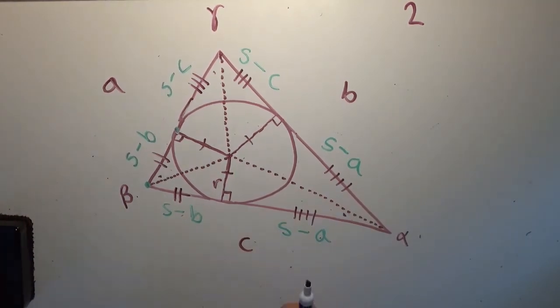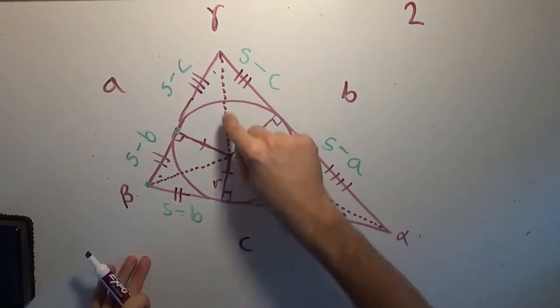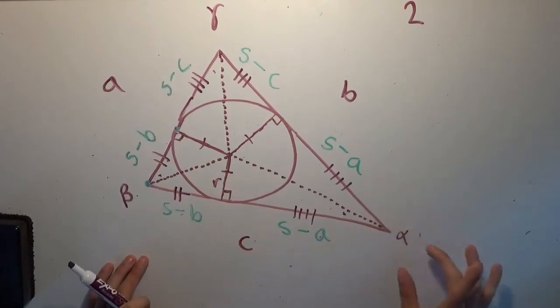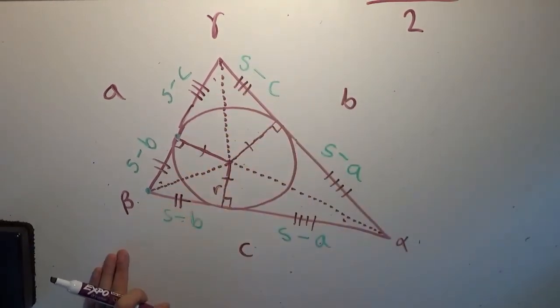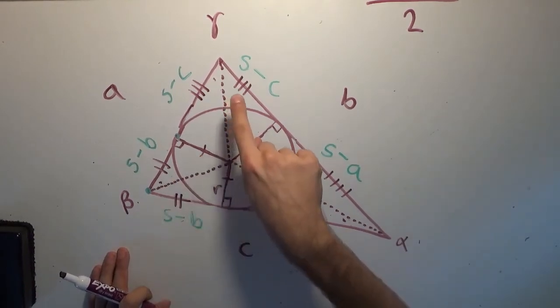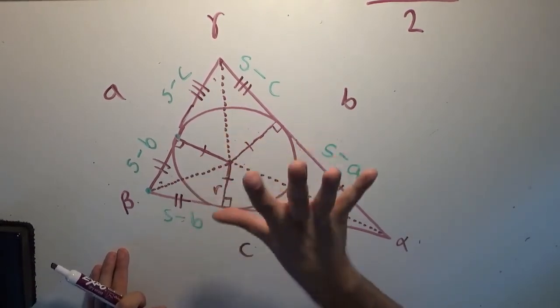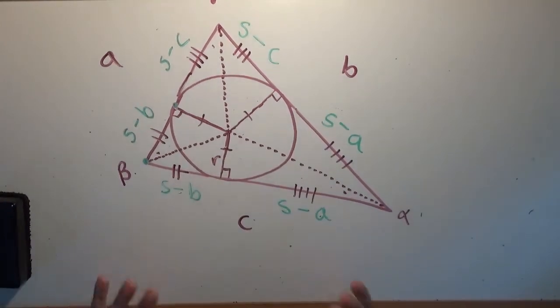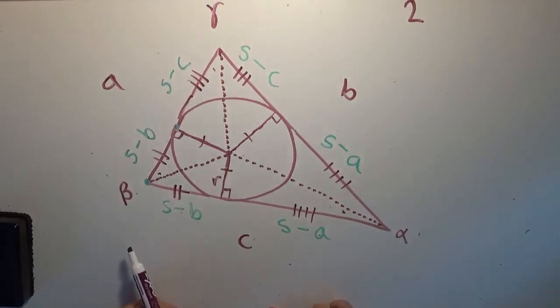of cotangents. So remember, all of these dotted lines are angle bisectors to each of the three angles of the triangle, which means this is alpha divided by 2, this is beta divided by 2, and this is gamma divided by 2. Okay, so those are the angles that I'm going to be considering. And we're going to take the cotangent of all of those angles. Okay? So let's start with alpha.